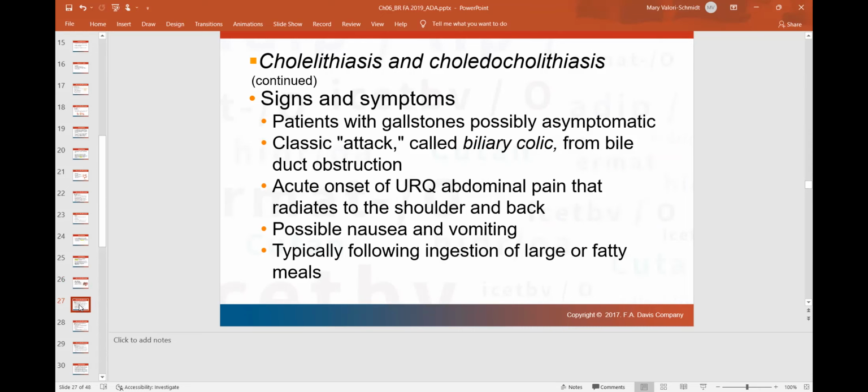If the person does get stones, sometimes they're asymptomatic. Sometimes they get something called biliary colic, which means that that bile duct is obstructed. So they'll get this acute onset of upper right quadrant pain, and it can sometimes radiate up to the shoulder and the back, sometimes nausea and vomiting. And usually it's after McDonald's or any large fatty meal. I'm not hating on McDonald's.